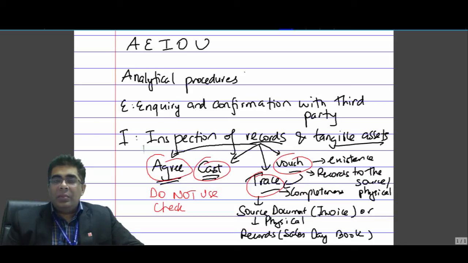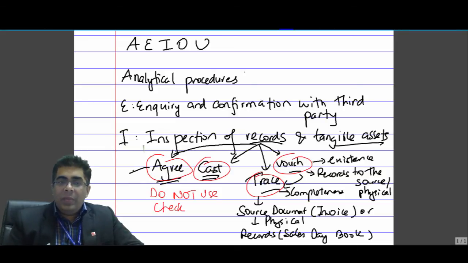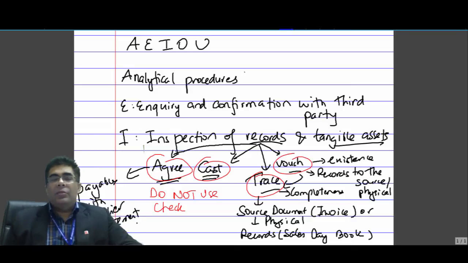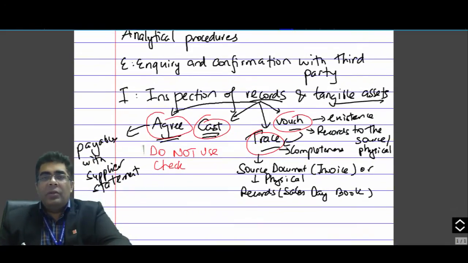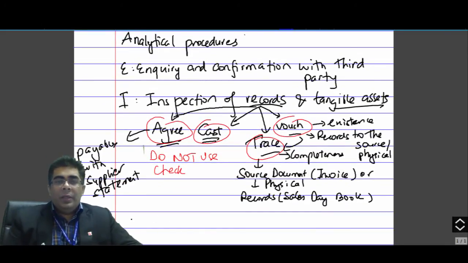Casting talks about the totals. Cast the figures. You are inspecting the figures. Then agree the figures. Agree this with this figure. Agree your payables with the supplier statement, for example. That is also agree. So use these words in order to have a better audit procedure.